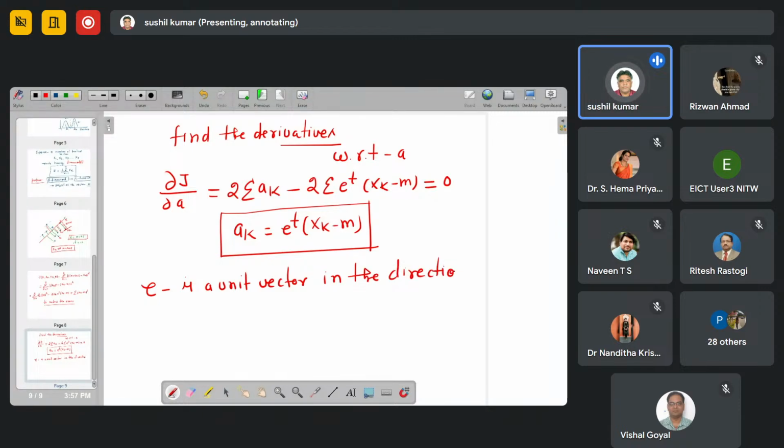Because we have already discussed the direction of the line, the value of mod of e is equal to 1. That's why I am not considering this e. So we have found a of k is equal to e transpose (xk minus m). This ak is the orthogonal projection of xk onto a line in the direction of e passing through the mean. This portion we have discussed already.